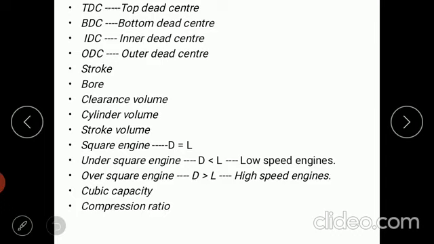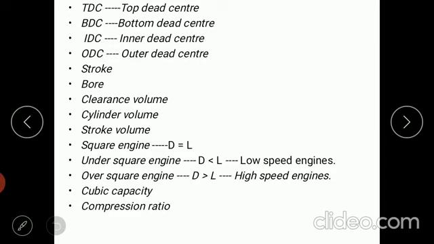Cylinder volume is the summation of clearance volume and stroke volume, or the maximum volume. Both ways we can tell cylinder volume. Cylinder volume is the maximum volume that gases or charge can occupy inside a cylinder. Stroke volume means the volume occupied between top dead center and bottom dead center, that is termed as a stroke volume.